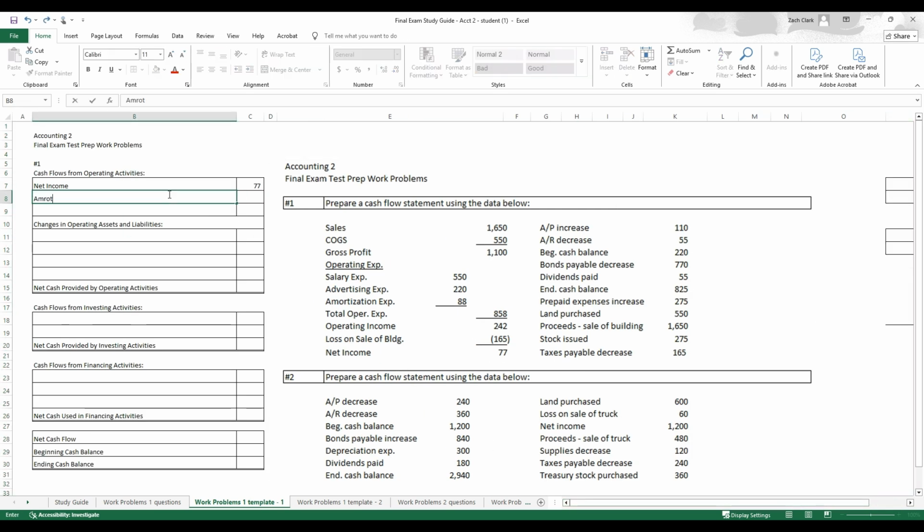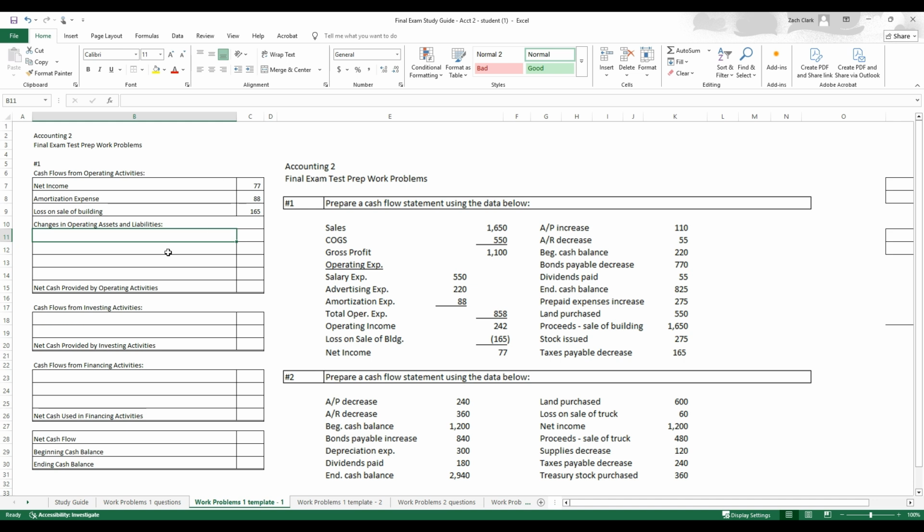So amortization expense, always look for depreciation and amortization expense. And we're going to add that back in like we just looked at. So we're going to add $88 in. Then we have loss on the sale of the building. Again, that was a reduction to get us to our net income number of 77, but it was a non-cash, the non-cash part of the sale of the building, which will account for the rest of the sale of the building down here in the investing section. So again, we want to add that back because it was an expense that is non-cash.